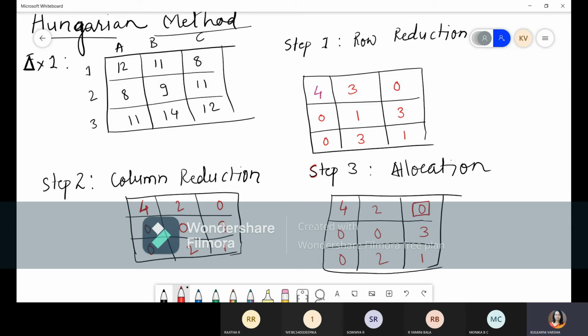So allocation means we'll just put a square around that 0. And we will cancel that column. See, we are doing row scanning. So when we do row scanning, and we find there is only a single 0 in this row, we'll allocate that 0. After allocating that 0, we'll cancel that column. So I have cancelled this column. Now, the first row is over.